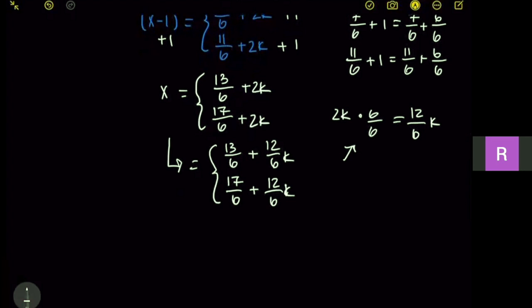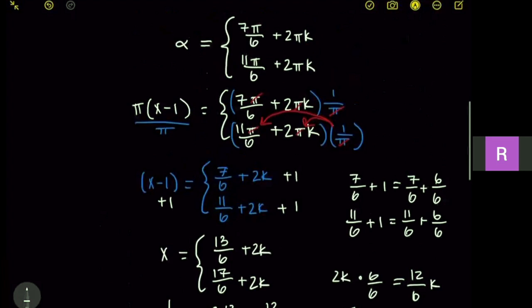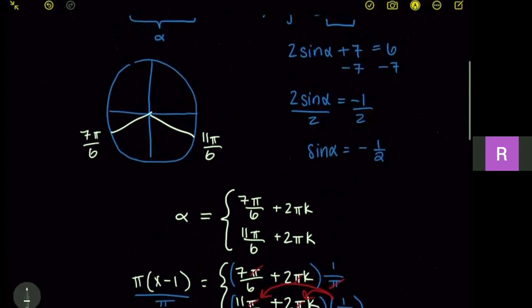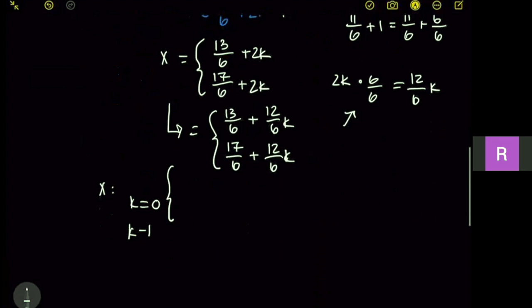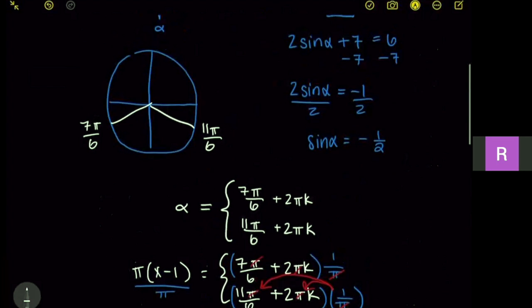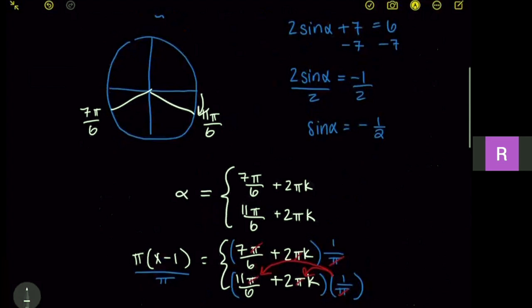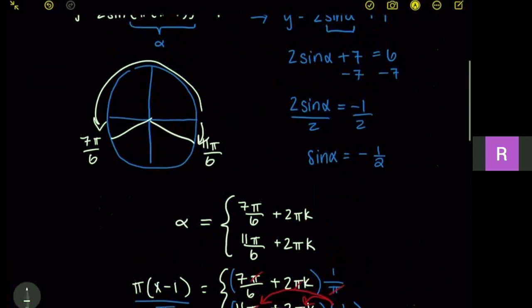Then we have that x is going to equal, for k equals 0, and then also for k equals -1. For k equals 0, where it would be 0 revolutions, it would just be 13 over 6. And then k equals -1 is for a negative revolution, which would just be going this way. And for 0 revolutions, it would be going this way.